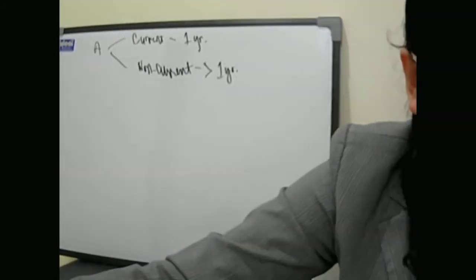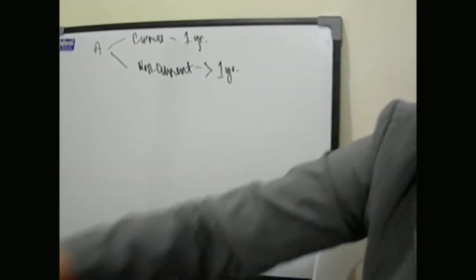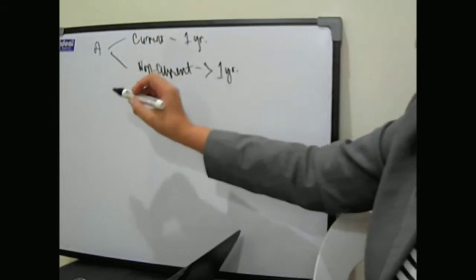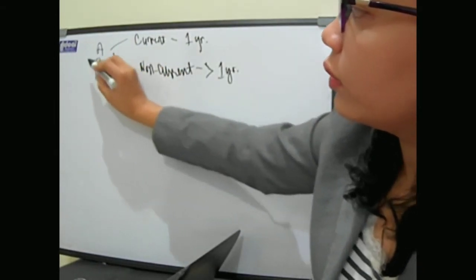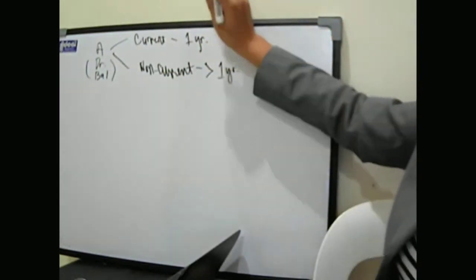So the most common example for current is a debit balance asset, no? So recap, tandaan lang natin.